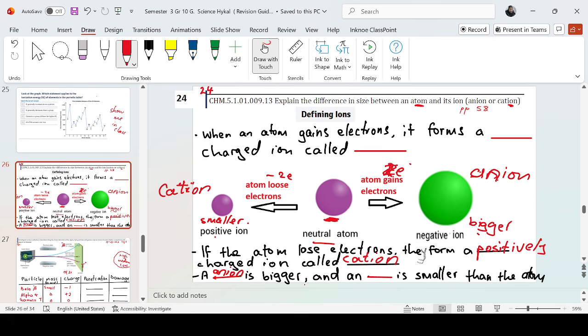The anion is bigger, and a cation is smaller than the atom. You can see here the cation is smaller. The anion is now bigger than the atom. Okay? Like this. So understand this question 24.